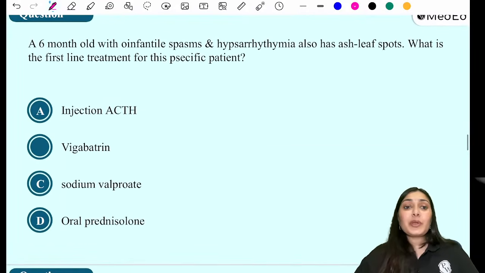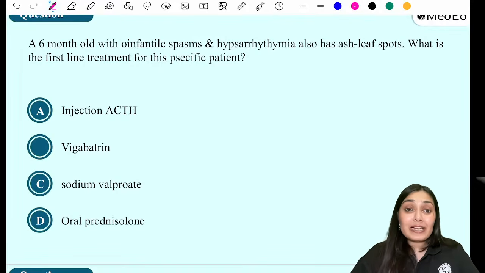Now let's move to the next question. We have a 6-month-old infant who has infantile spasm and hypsarrhythmia and also has these ash leaf spots. What is the first line treatment for the specific patient? Injection ACTH, vigabatrin, sodium valproate or oral prednisolone. So what is the correct answer over here?